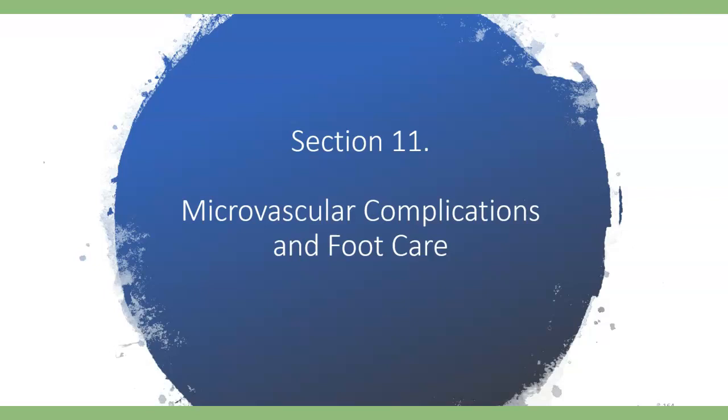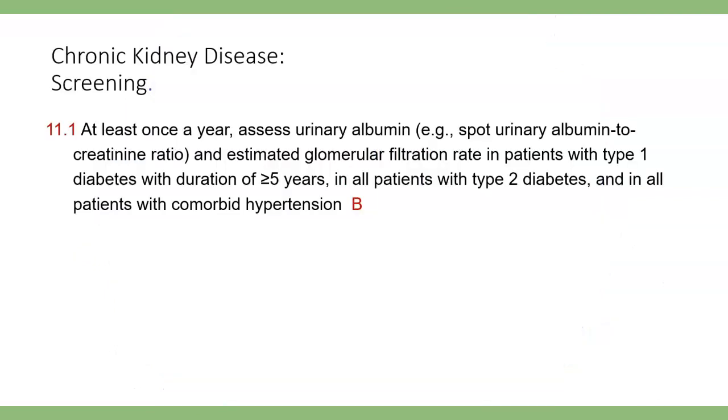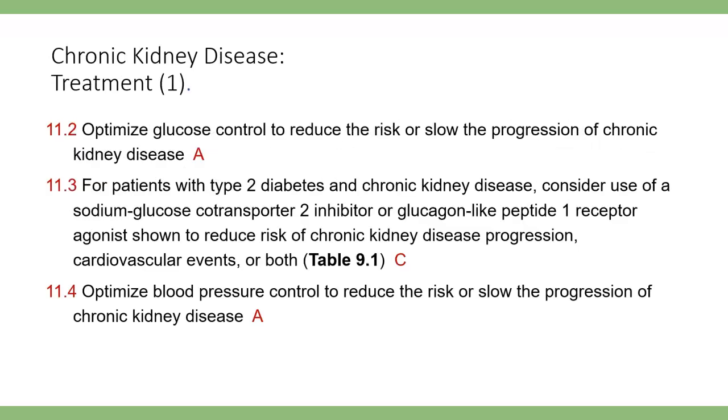All right, now let's talk about microvascular complications and foot care. Chronic kidney disease, those are small vessels. At least once a year, you need to check their urine for albumin. It's a urinalysis. They check for microalbuminuria. Patients with type 1, you do it every 5 years. In all patients with type 2, we do it every year.